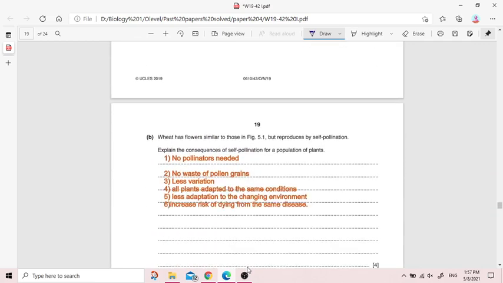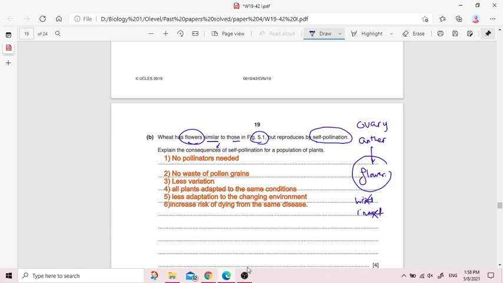Wheat has flowers similar to those in 5.1 but they reproduce by self-pollination. What does self-pollination mean? It means the ovary and the anther are in the same flower. Self-pollination: what are the consequences? Consequences means results, so you can say advantages or disadvantages. When it happens in the same flower, you do not need wind and you do not need insects. I do not need pollinating agents. So this is an advantage: no pollinators needed, no waste of pollen grains. The pollen grains come from the anther to the stigma directly. Nothing is lost in the wind, for example.